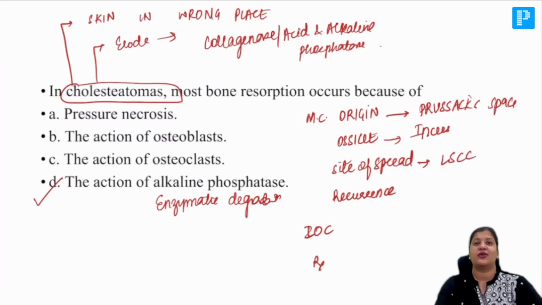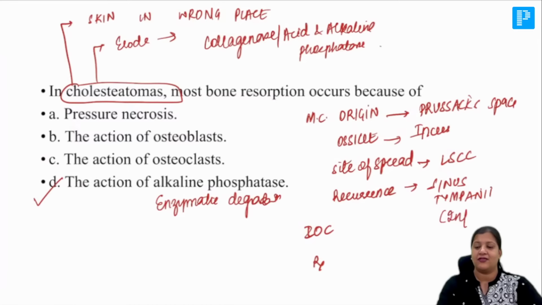Lateral semicircular canal. And what is the most common site of recurrence? It is the sinus tympani. What is sinus tympani? Is it a suprapyramidal space or an infrapyramidal space? It is an infrapyramidal space.